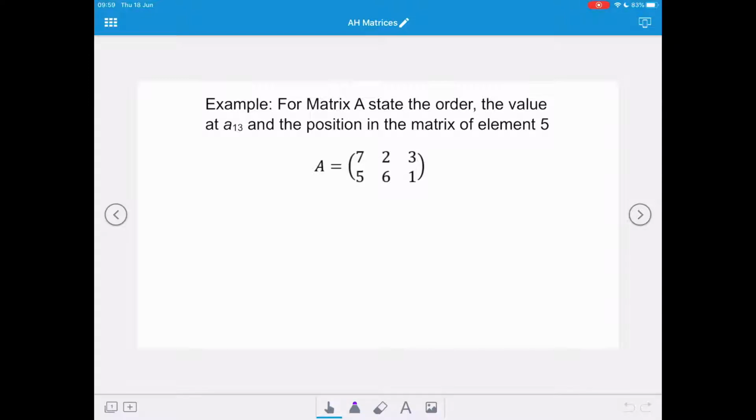So the first thing we're going to do is count how many rows there are and how many columns there are in order to work out what the order is, remembering that it's m by n. So we've got 2 rows, so that goes first. And we're going to multiply that by the number of columns, which are 3. So our order of matrix A is 2 by 3.